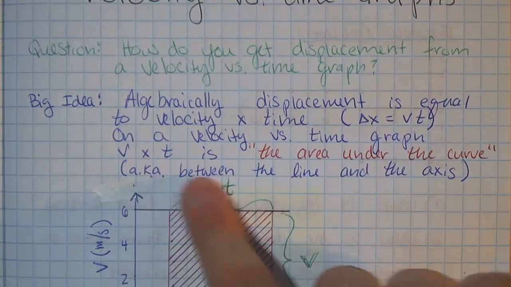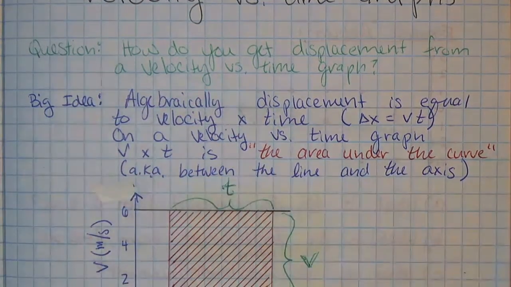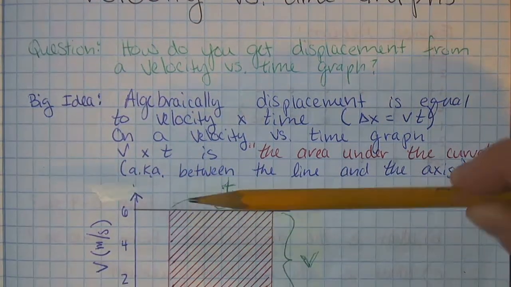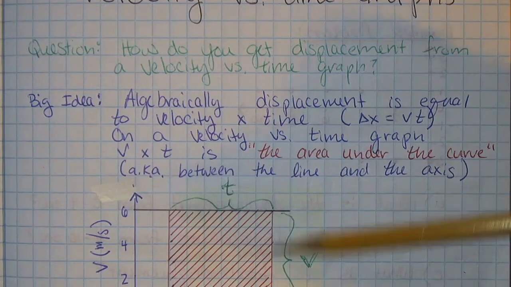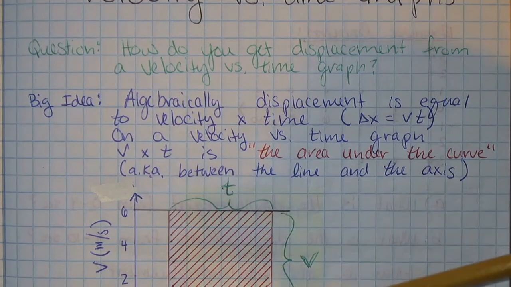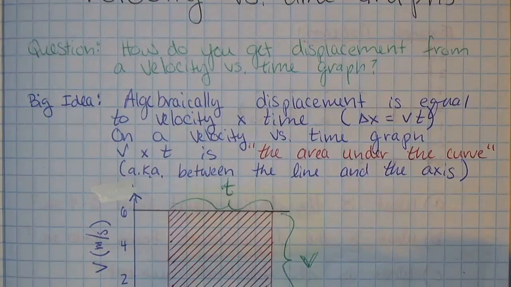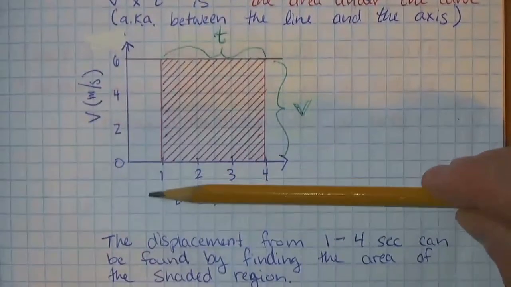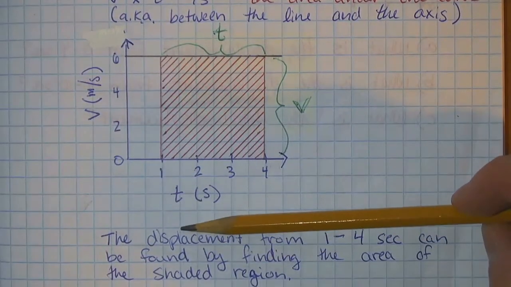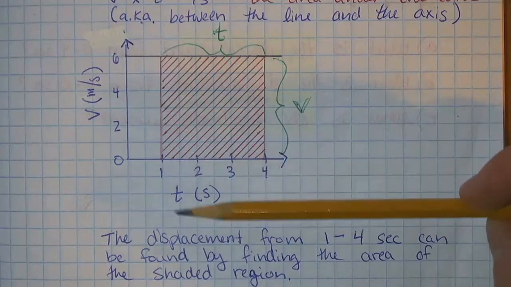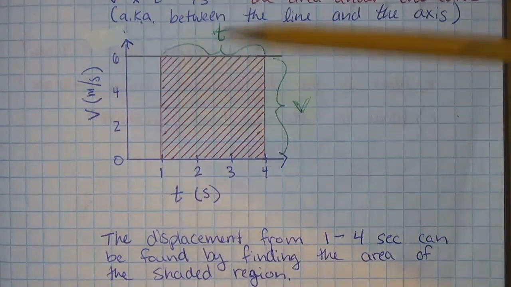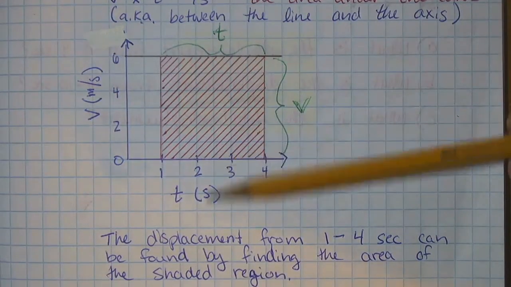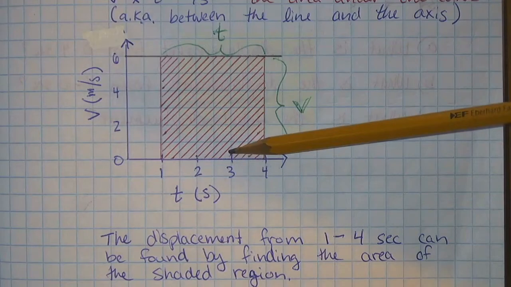And then it says, AKA between the line and the axis. Well, the reason it's phrased like that is because if this is my line and this is my axis, it's the area that's sandwiched in between those two. If I was to have a negative velocity, down here somewhere, then it would be between that and the axis. So what it really means is not the area underneath the curve, but the area between the line and the axis.